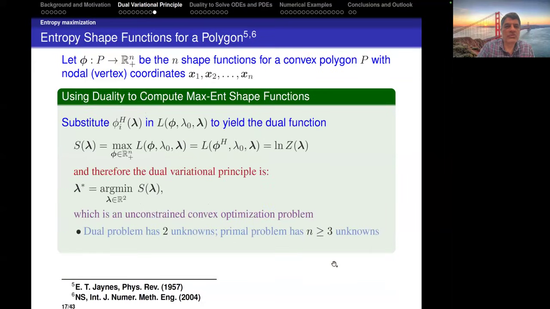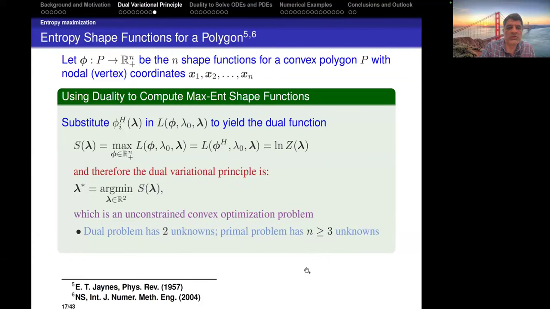Then you look at the dual formulation. The dual formulation S is essentially the log of Z, which is the classical formulation for many entropy problems in the dual space. Then you can take the argmin of S, because the original problem was maximization and now it becomes minimization in the dual variables. So this is an unconstrained convex optimization problem, and the dual variable has only two unknowns in 2 dimensions in this case. Of course, you could have a vertex with 10 unknowns, an octagon or a decagon or even more vertices.